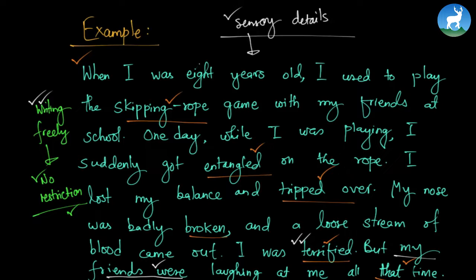So the details of vision, what were the people doing, the details of sound, what kind of sounds did you hear, the smell, what did you smell at the time, how was the blood like, what was the taste of blood like, how did the blood smell, something like that. So you should include these sensory details also.